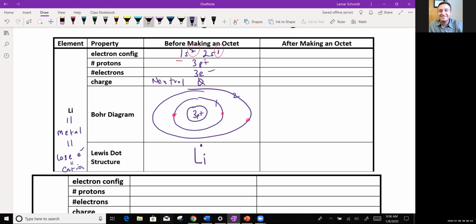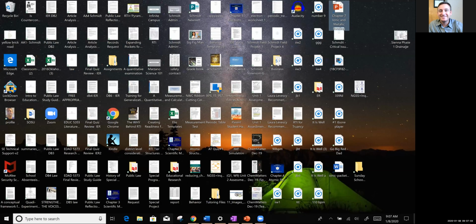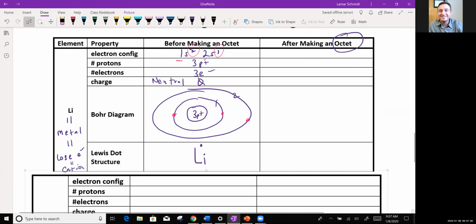Okay, so we're going to go and make the octet, though. All right. Lithium is going to lose an electron to make the octet. When we make the octet, it's going to lose an electron so that it gets a noble gas configuration. All right. And so what that's going to look like is 1s2 for lithium.